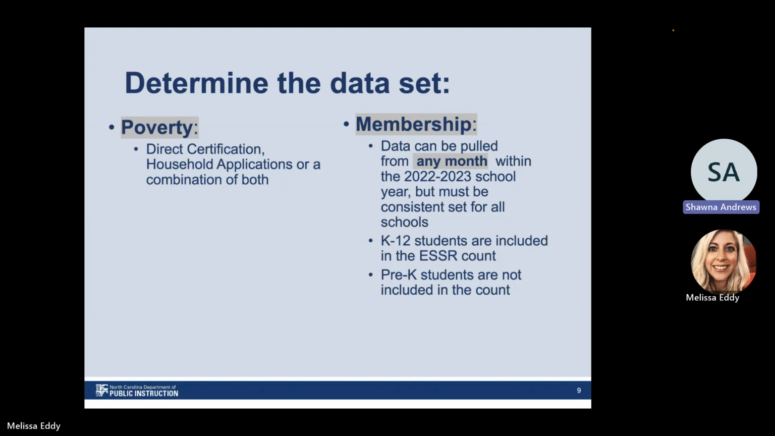So you first must determine the data sets. When we look at poverty, you have the option as a PSU to choose direct certification, household applications, or a combination of both direct certification and household applications. Your membership data can be pulled from any month within the 2022-23 school year, but it must be consistent for all schools. So if you choose the month of April, you must choose the month of April for all schools.